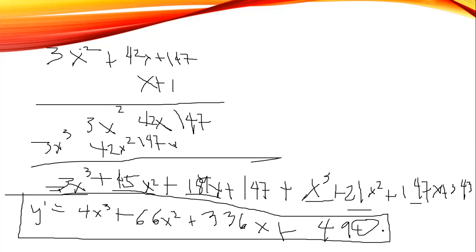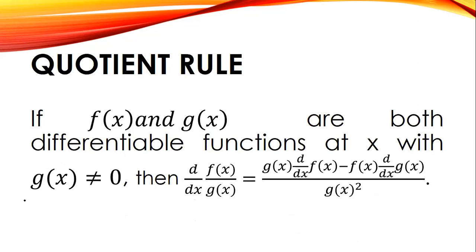So that is the derivative. So instead of using the delta method, it would be easier if we will be using our differentiation rule. Now, let's have the quotient rule. For the quotient rule, if f of x and g of x are both differentiable functions at x with g of x not equal to 0, then the derivative of f of x over g of x is equal to g of x multiplied by the derivative of f of x minus f of x multiplied by the derivative of g of x all over g of x squared.